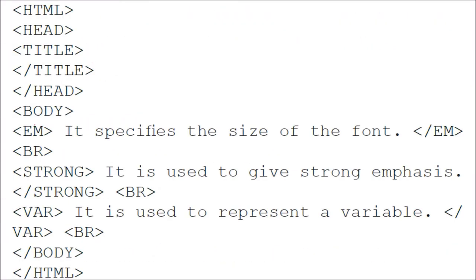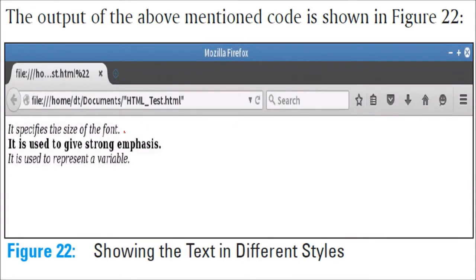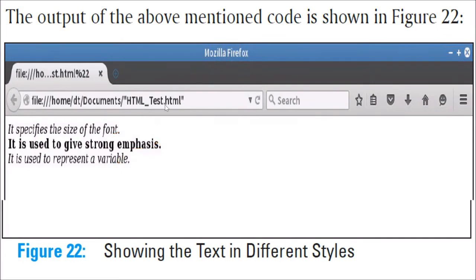So see, in this, we'll start the body, we'll end the body. Inside EM you have to give it the first content. You have to make it strong, so inside strong you have to give this. For variable content you have to give it inside var. So the output would be something like this. See, this is for strong, this is for var, this is for EM.